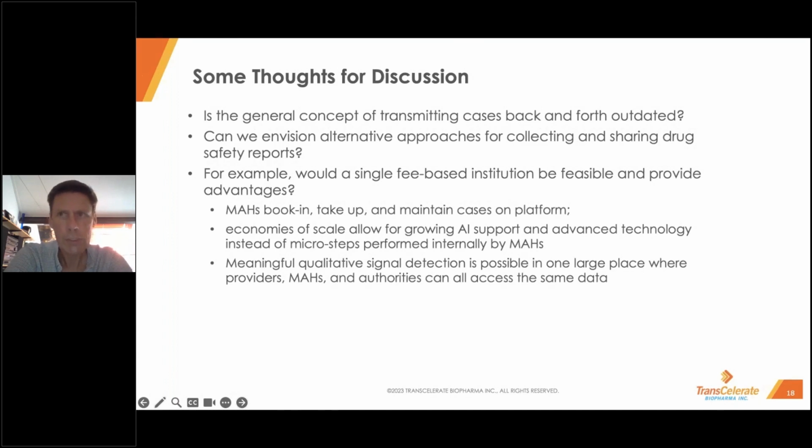In addition to having one canonical version, which prevents a lot of potential differences in processing and interpretation, it also provides economies of scale and thus the ability to exploit these modern technologies, AI, LLMs, etc.